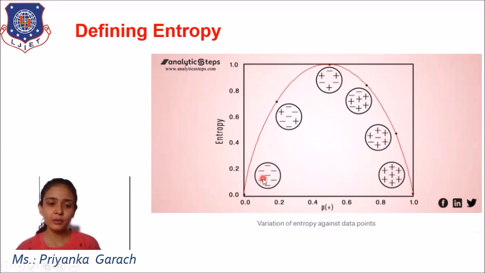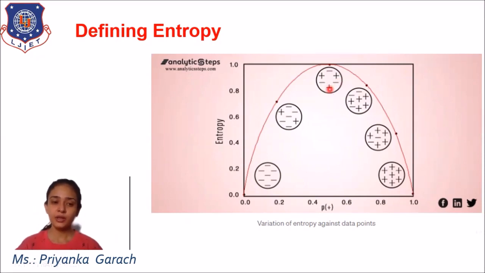So my entropy will be lower for such types of class labels. That is, for all negative my entropy is lower, and for all positive class labels my entropy is again lower. But for the mixing, at this particular point, you can see that my entropy is highest and its value is 1. Because at this particular point, a combination of both class labels is present, that is yes and no in equal amounts. You can see 3 plus signs and 3 minus signs. So it is the mixture of both the class labels.